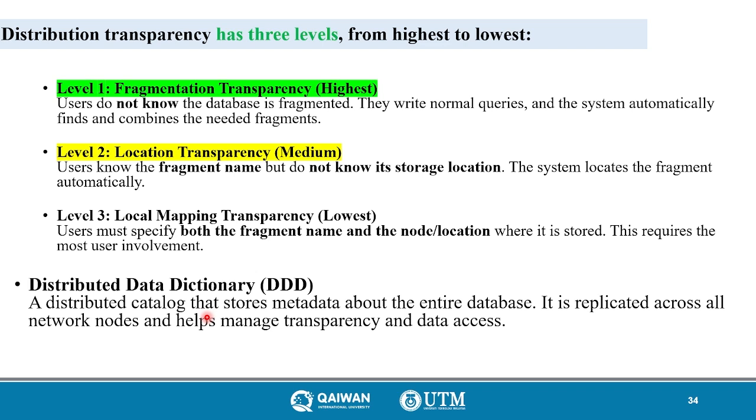Now, a distributed data dictionary is also a topic that we need to cover in order to understand the entire process. A distributed catalog that stores metadata about the entire database. It replicates across all network nodes and helps manage transparency and data access.